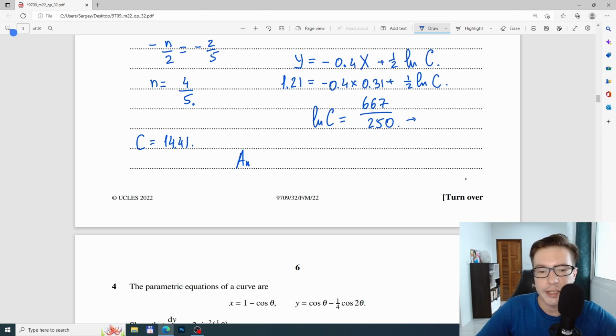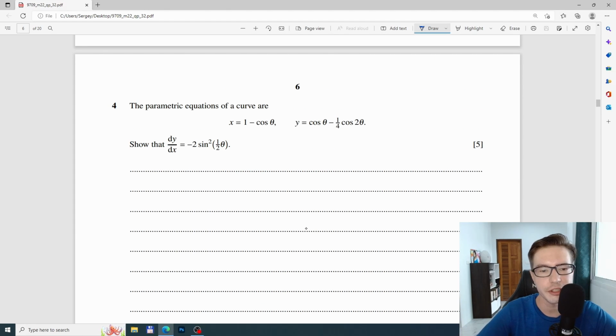Okay, and let's state this as the final answer. n equals 0.8, and then c equals 14.41. Question 4 is about differentiation. We have to find dy/dx.